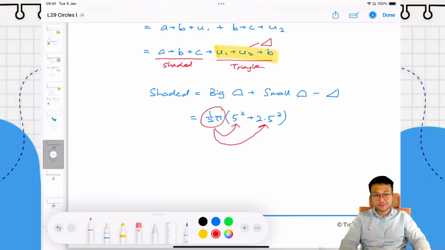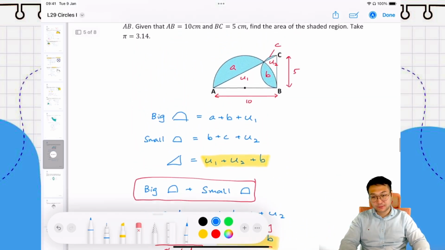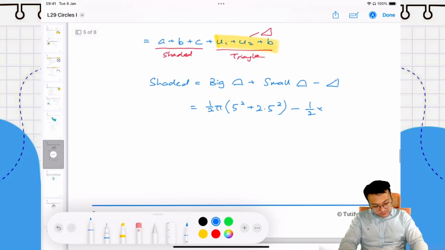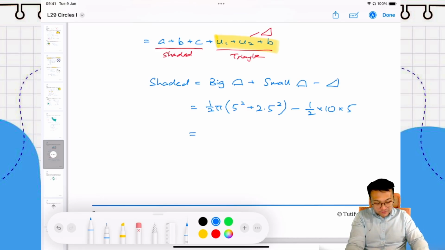You get it? Yeah. Alright, then you can minus half times the base times the height. What is base and height of the triangle? Base is 10 centimeters and height is 5 centimeters. Okay, let's do that. Half times the base times the height. And then, if we were to type it into the calculator, we are going to get 5 squared, which is 25, and 2.5 squared is going to give us 6.25.